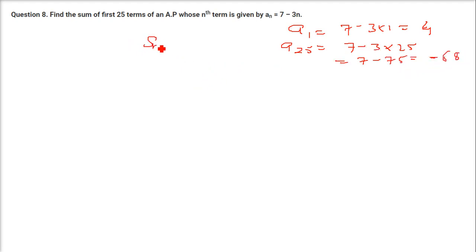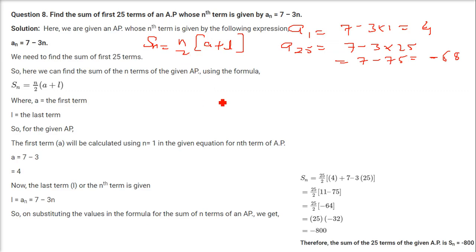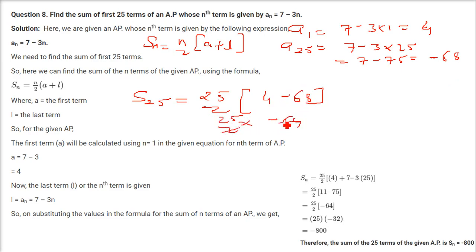Now I'll use the formula Sn equal to n by 2 into a plus l. So n is what? Here 25. So 25 by 2, S25 we are finding out. a plus l, that is 4, l is minus 68. So 4 minus 68 is minus 64. 25 by 2 into minus 64, this is going to be 32, minus 32. Minus 32 into 25 is minus 800. This is the result.